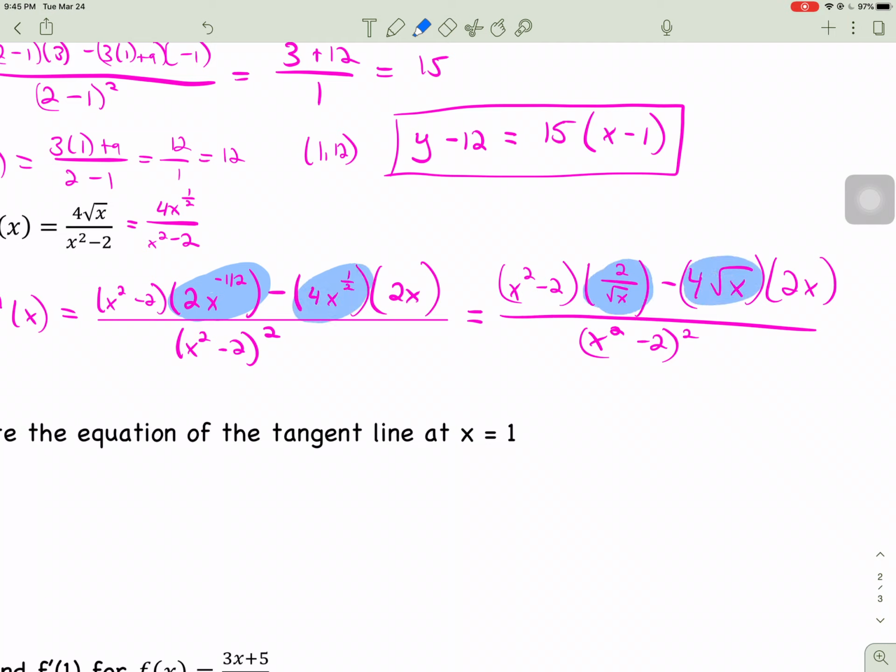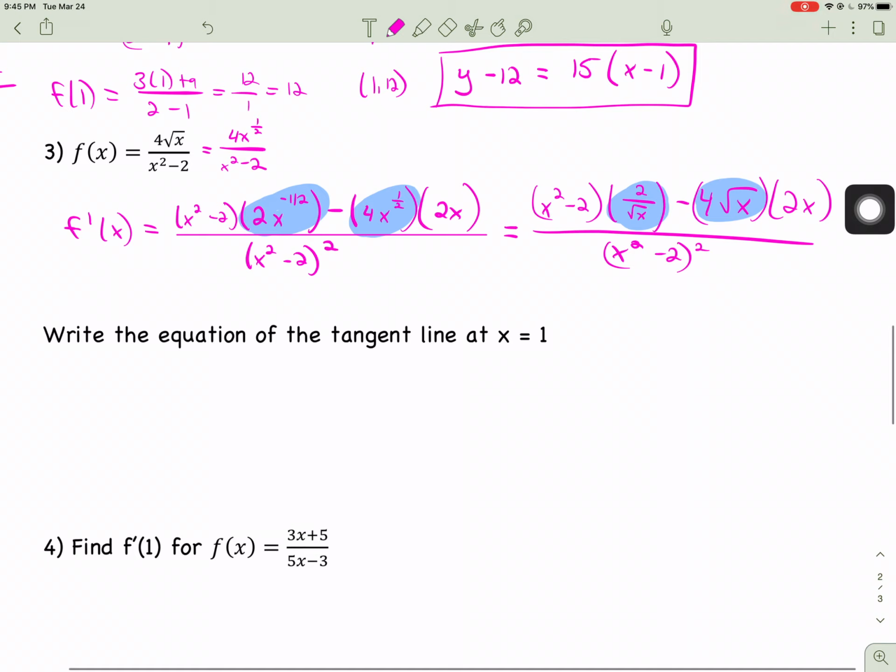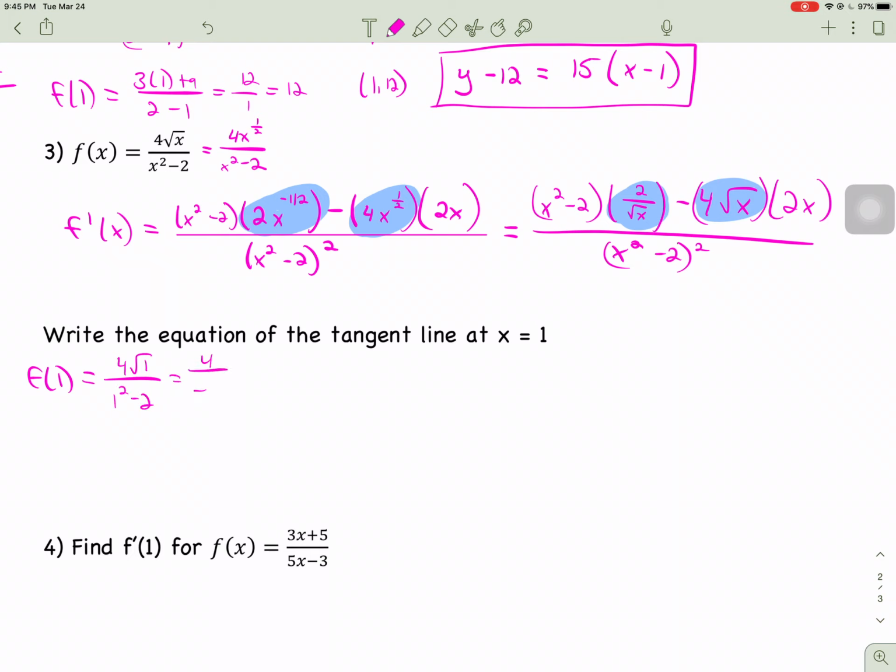You could leave it either way, but this is much nicer to work with, and you're going to see that in a second. Because in a second it says, what is the equation of the tangent line at x equals 1? So you need two things. You need a point and a slope. To find the point, you plug in 1 into f. So you get 4 rad 1 over 1 squared minus 2, which is 4 times 1 is 4, over 1 minus 2 is negative 1, which is negative 4. So the point 1, negative 4 is on the line.